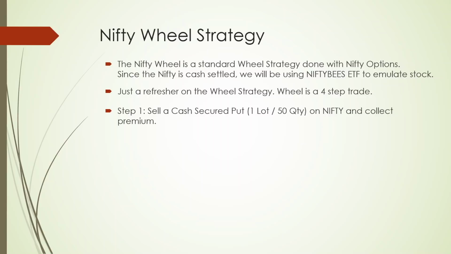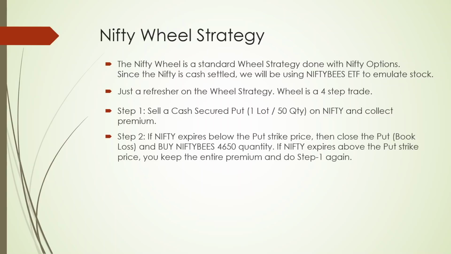We say cash secured because you have to keep the equivalent amount of money in cash if you are going to get the Nifty Bees units. So 1 lot, 50 quantity, we are going to sell on Nifty and collect the premium. All the numbers and levels will come in the coming slides. For now, step 1 is selling a cash secured put. Cash secured put means you are keeping cash in your trading account to take delivery of 1 lot of Nifty Bees.